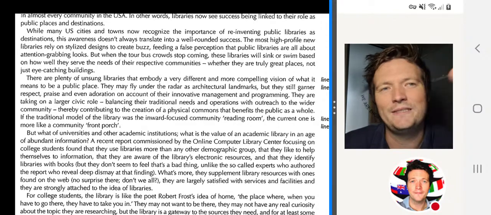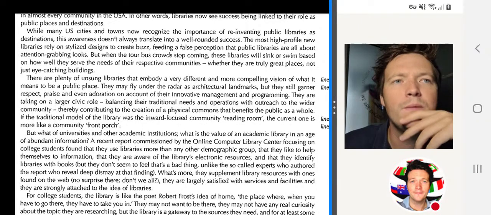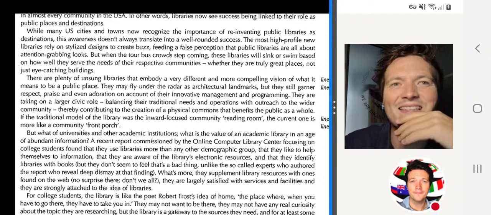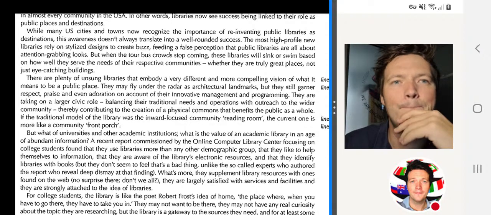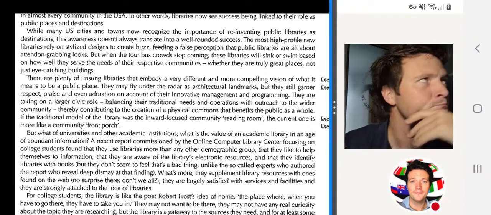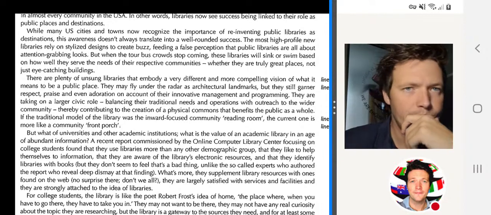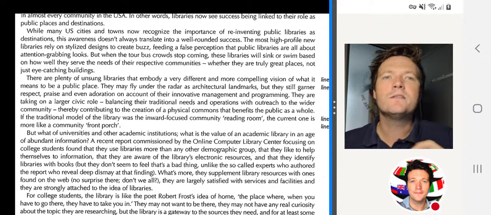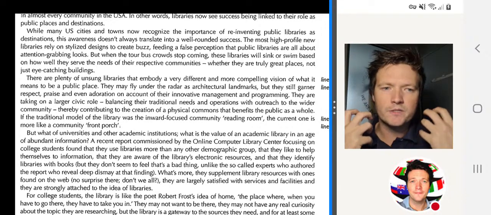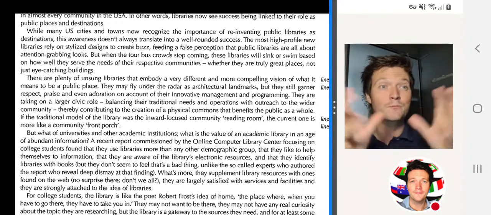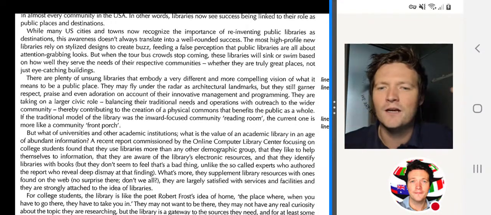It's not always successful. The most high-profile new libraries rely on stylized designs to create buzz, feeding a false perception that public libraries are all about attention-grabbing looks. So they need to draw people in because they want to take advantage of the fact that they are central public locations. They have to redesign the facades a lot of the time.